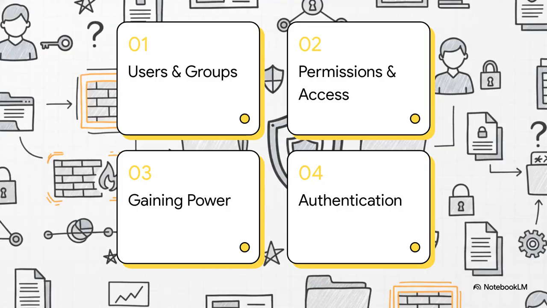First up, the who. We'll figure out who is on the system, which means users and groups. Then we'll look at the what. What are they allowed to do? That's all about permissions. Next, we'll cover the how. How do you get more power when you actually need it? And finally, we'll wrap up with the proof. How does a system know you are who you say you are?